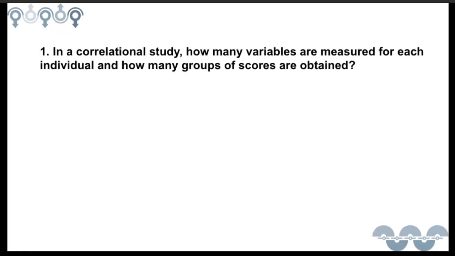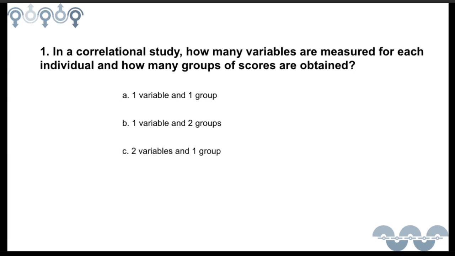So let's try to take a test on our understanding. Number 1: In a correlational study, how many variables are measured for each individual and how many group scores are obtained? A, one variable in one group; B, one variable in two groups; C, two variables in one group; or D, two variables and two groups. The correct answer is two variables and one group.